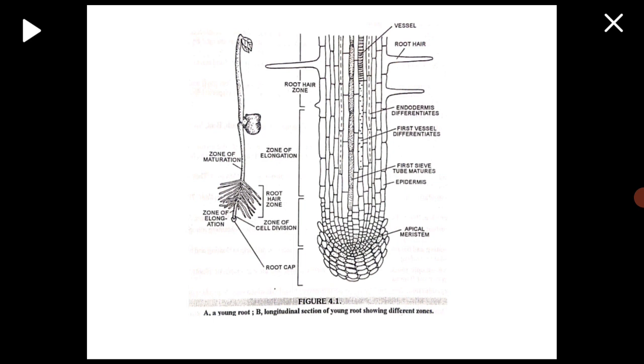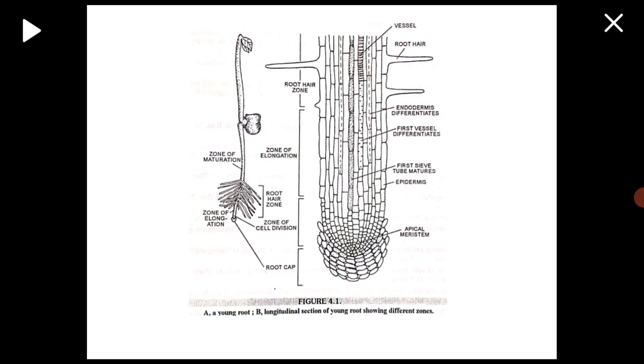Next zone is the zone of root hair. This zone is characterized by elongation of epidermal cells forming unicellular root hairs. This zone is about 1 to 6 centimeters in length. The root hairs enhance the exposed surface area of the roots for the absorption of water from the soil. These look like white cottony fibers attached to the root surface.